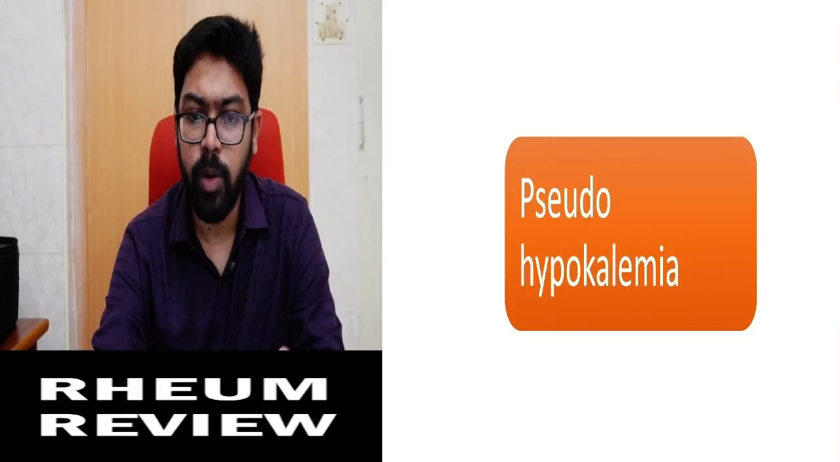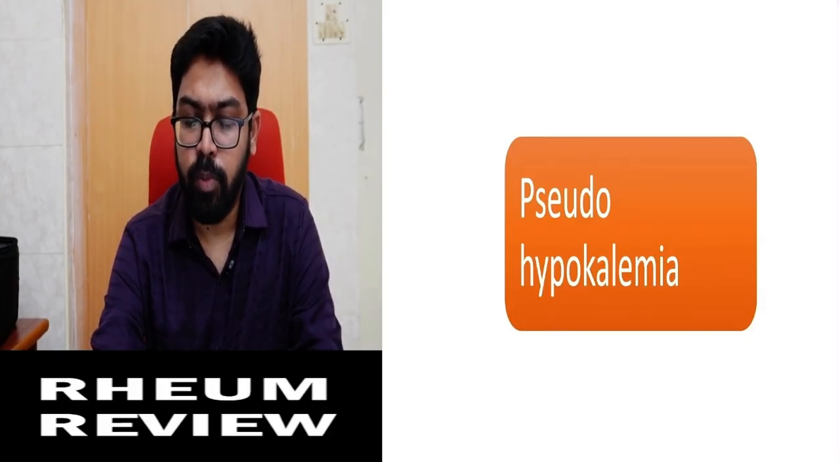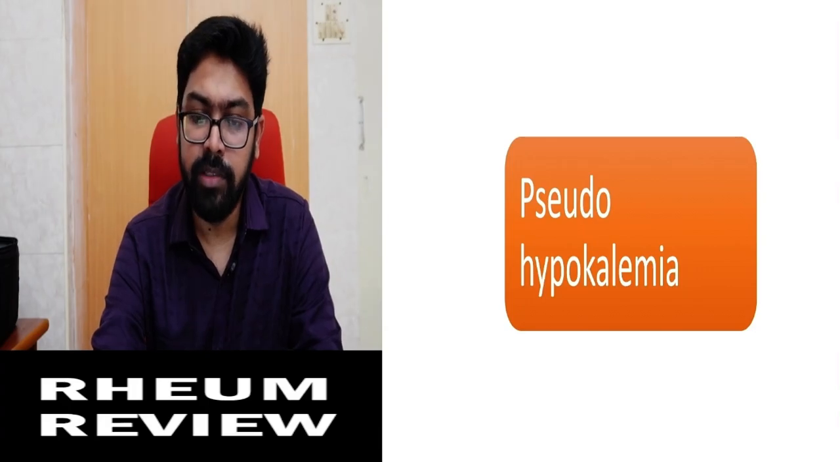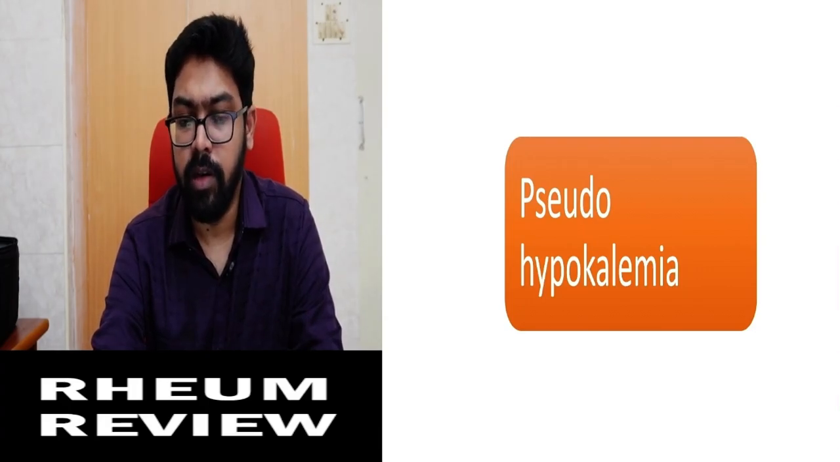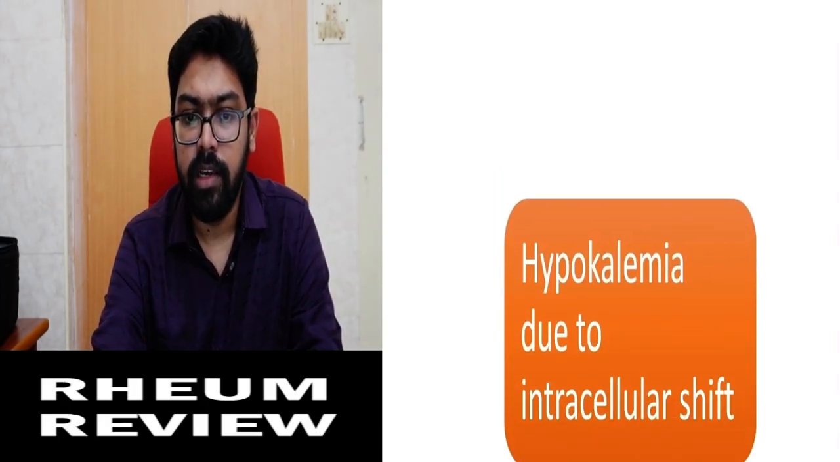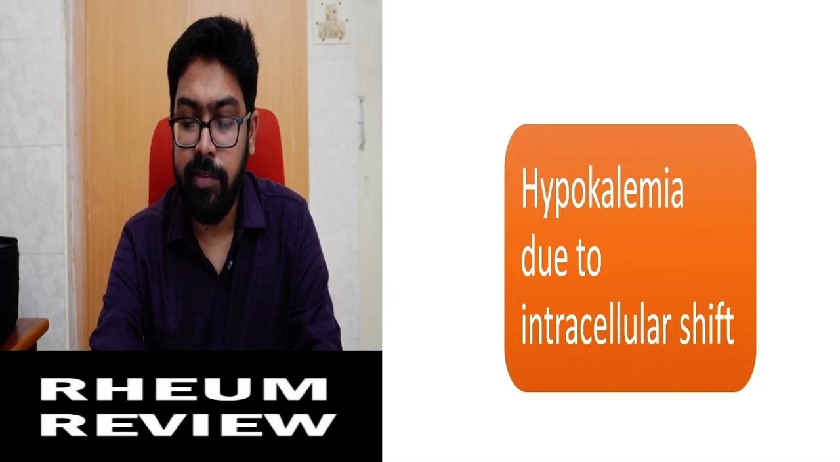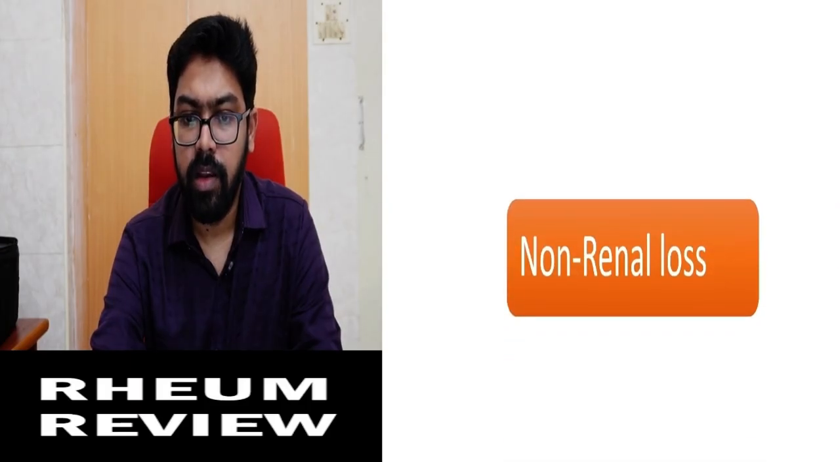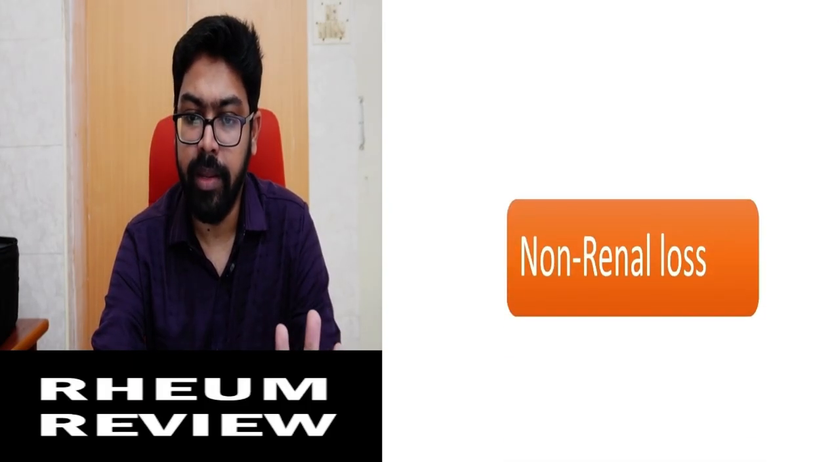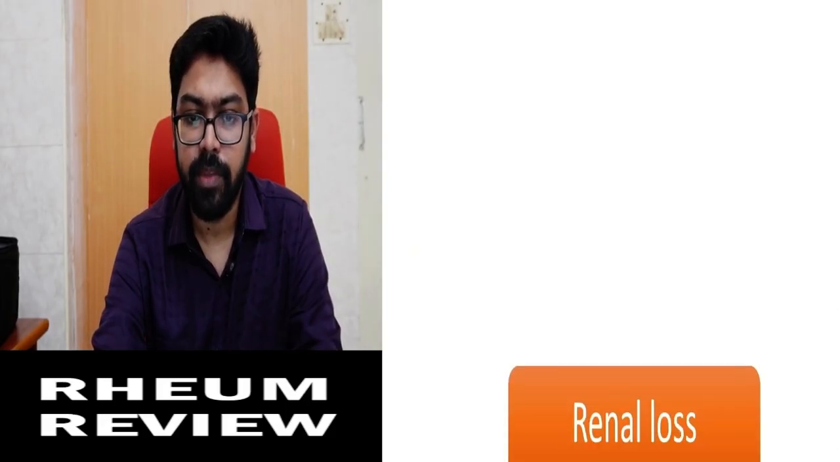Pseudo-hypokalemia occurs in AML because of the increased WBC. Potassium will be taken up by the WBCs, leading to low serum potassium levels. Hypokalemia due to intracellular shift occurs in the cases of insulin and beta agonists. Non-renal losses occur with laxative use, diarrhea, vomiting, and nasogastric suction.